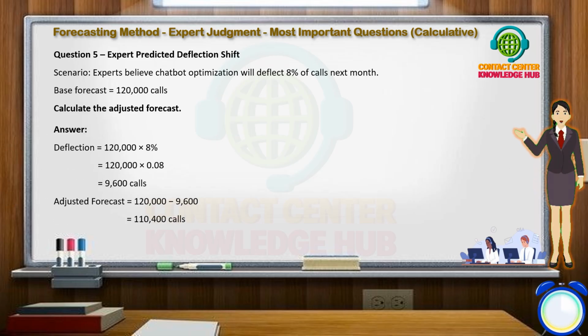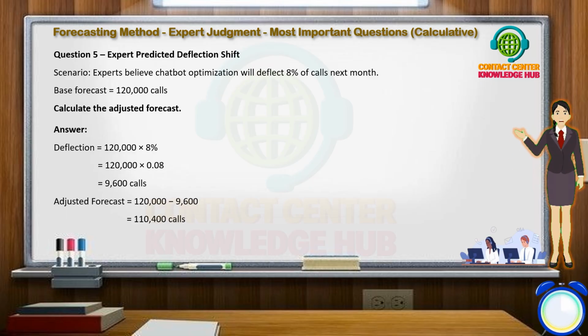And the answer is here. Step 1. Calculate deflection volume. Deflection is equal to base forecast times deflection percent. Base forecast is 120,000. Deflection percent is 8%, or 0.08. 120,000 times 0.08 is equal to 9,600 calls. That means 9,600 calls are expected to be diverted away from agents due to the chatbot.